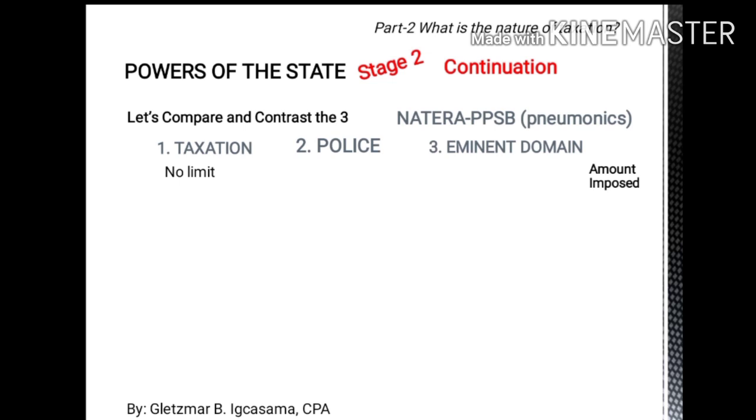When we talk about taxes, there is no limit because it depends on your income. Whereas on the police power, it is limited. That is sufficient only to cover the cost of license and regulation. As I mentioned earlier, the police power is for regulation and control in society. So, one way of doing that is issuance of licenses, like for example, driver's license or PRC license.